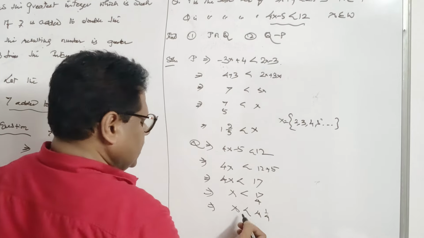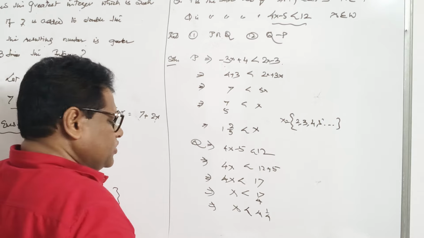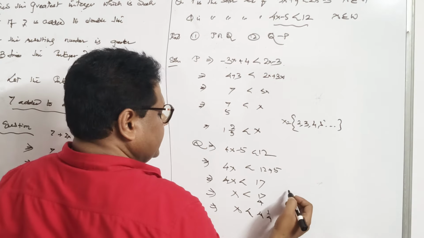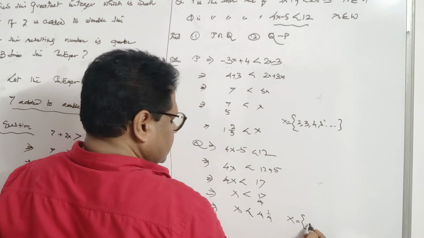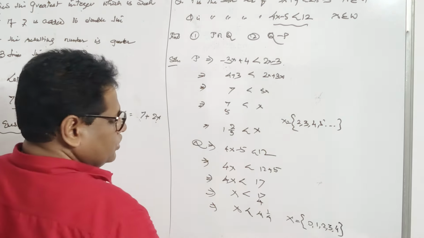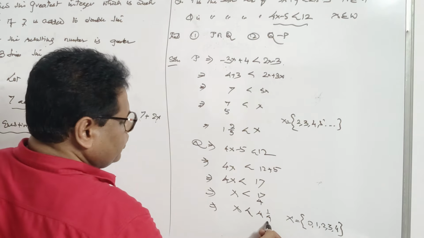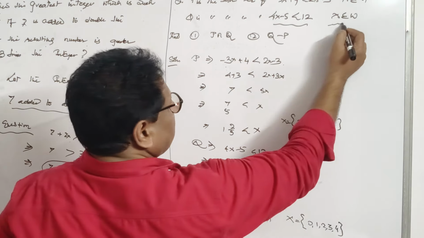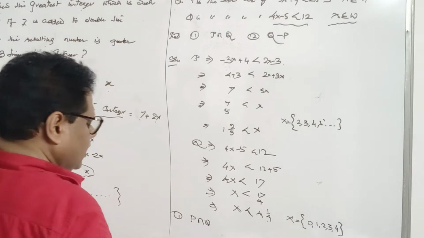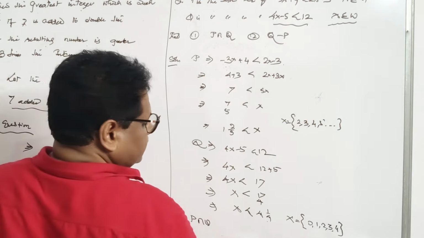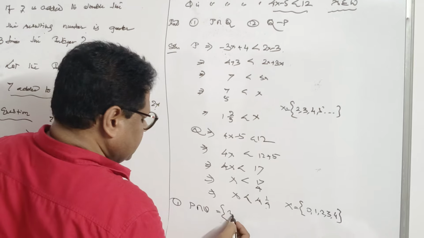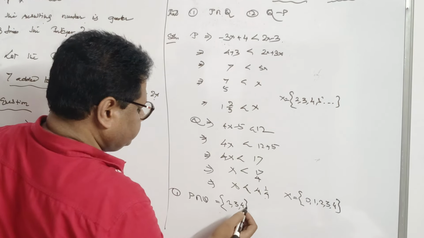4 ones are 4. Now tell me, the values of x less than 4 1 by 4 belonging to whole numbers, that means the value of x over here will be 0, 1, 2, 3, 4, right? So these are the values that satisfy the inequation when the replacement set x belongs to whole numbers. Now P intersection Q, the elements common to P and Q, look at this, only 2, 3, 4 are common. So intersection means common elements, so it will be 2, 3, 4.